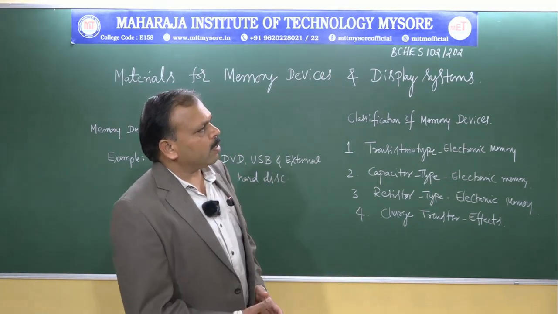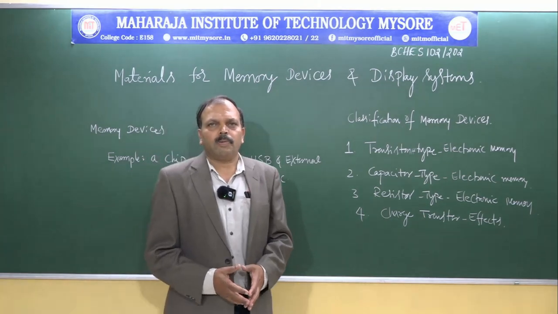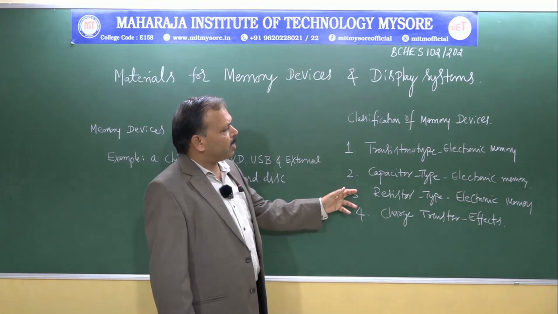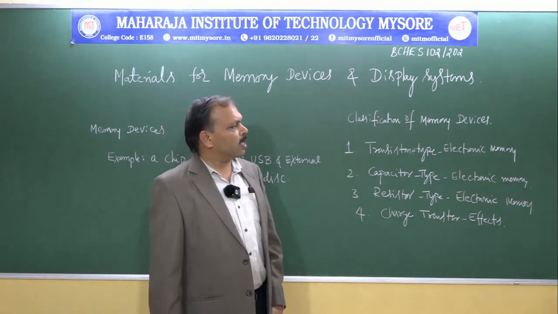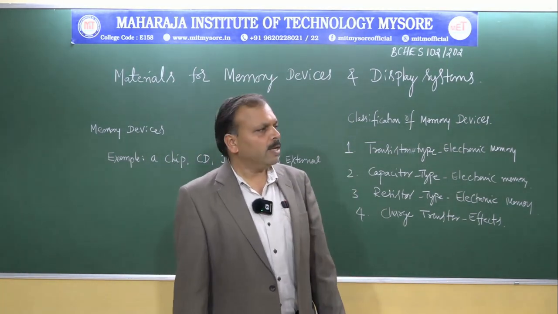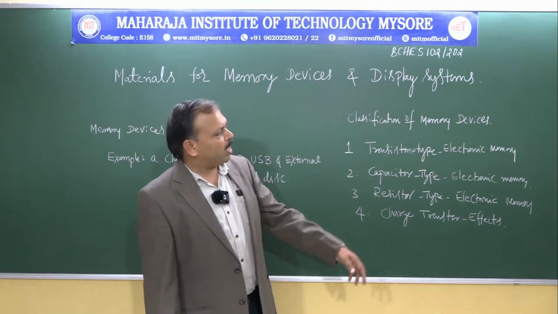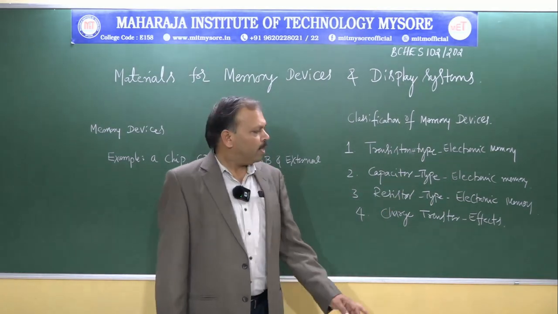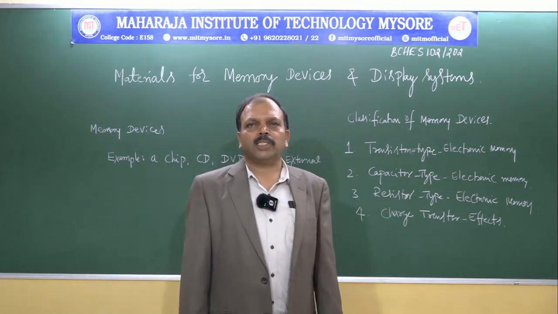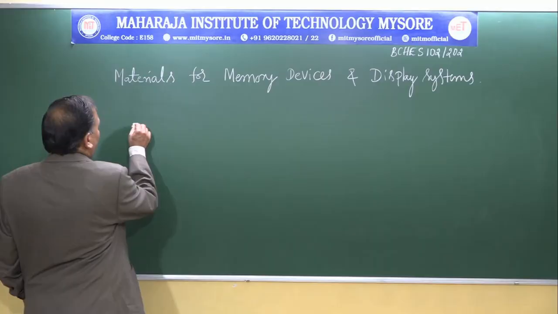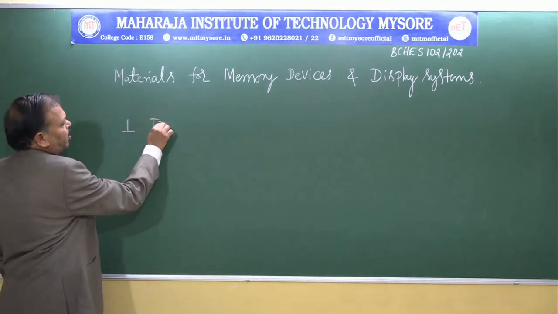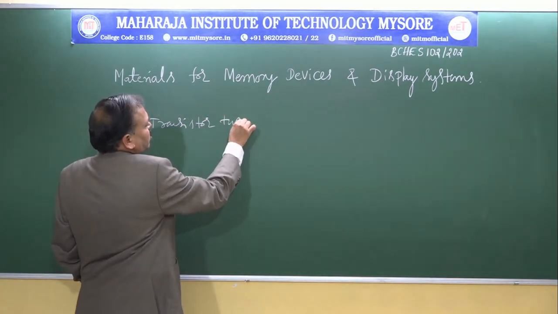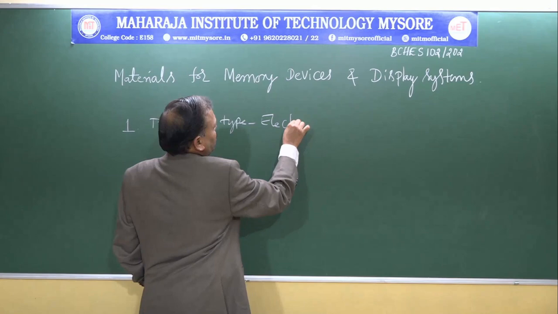Coming to the major broad classification of memory devices, we have four different classes. The first one is transistor type electronic memory, the second is capacitor type electronic memory, the third is resistor type electronic memory, and the fourth is charge transfer electronic memory. One is transistor type electronic memory.